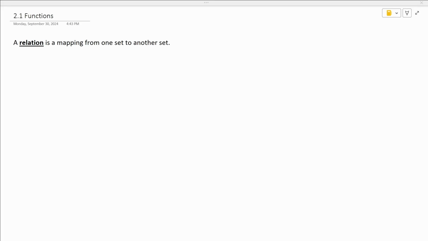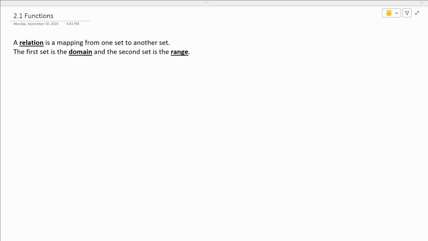This video is going to be a quick overview of functions. We'll start with relations. A relation is a mapping from one set to another set. The sets could contain any elements at all, but normally, of course, in math class, they're going to contain numbers. So we're going to be mapping from one set of numbers to another set of numbers.